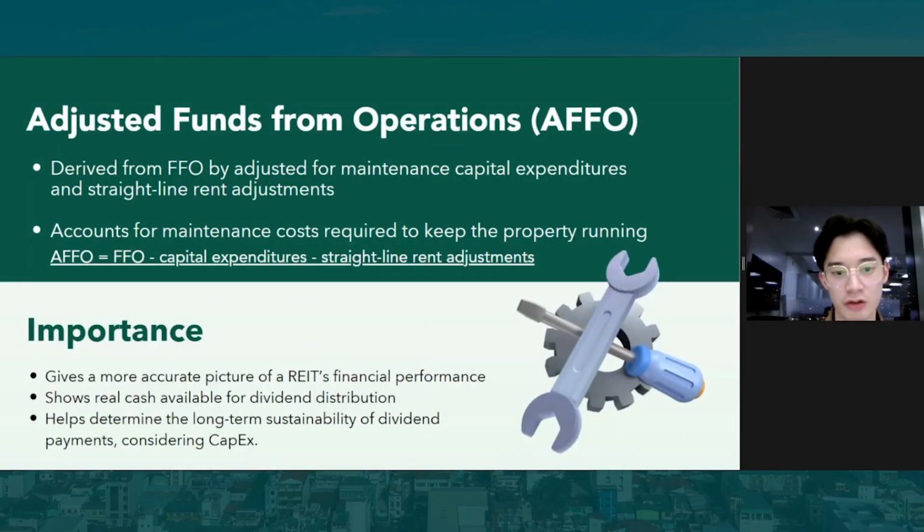Next, we have adjusted funds from operations, or AFFO, which is an enhanced measure used by REITs to define cash generated by their operations after accounting for recurring capital expenditures and adjustments.